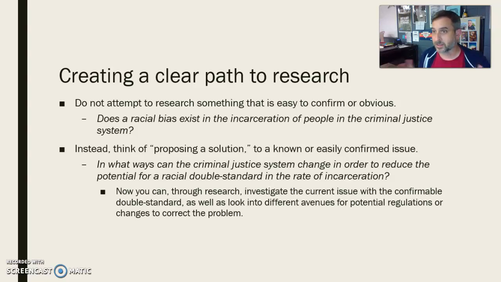So maybe take the same topic and change the scope of the question, so you can hopefully see how it can be that open-ended thing that you need to be able to investigate with a clear path. In what ways can the criminal justice system change in order to reduce the potential for a racial double standard in the rate of incarceration? So if you've identified a seeming double standard based on the statistical data of prison population, what ways can the criminal justice system change in order to balance that out?